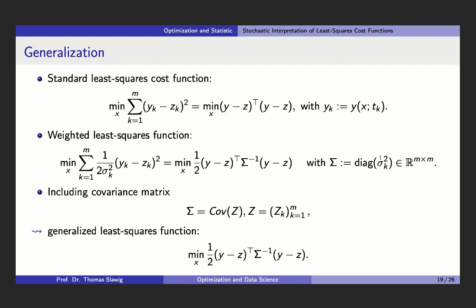And we can also include covariances and the covariance matrix, and this leads to the generalized least squares function, where we have the same term here, but we have the inverse of the covariance matrix inside.